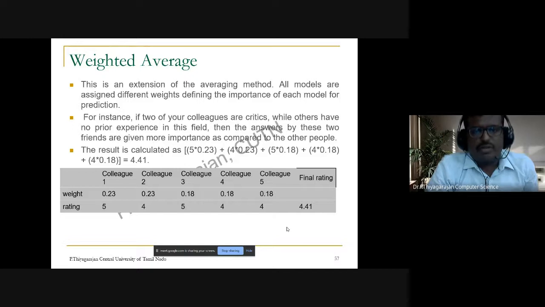In the weighted average, you assign a weight to each person, and whoever has experience or expertise in the field will have a slightly higher weightage. So imagine colleague 1 and colleague 2 are movie critics. I will assign them a little higher weightage than the other colleagues, 3, 4, and 5. Each person gives a rating, you multiply the weight with the rating, and that gives you the average or final score of the movie.